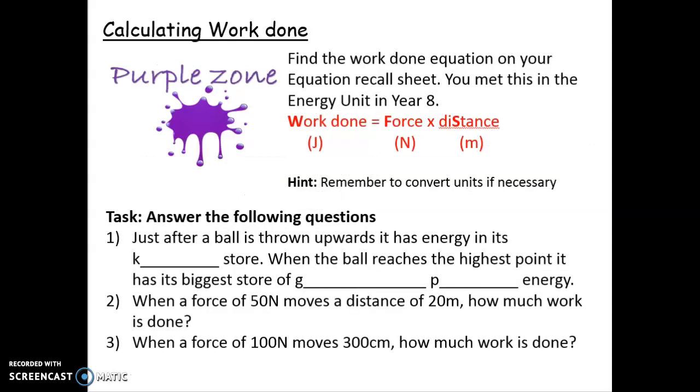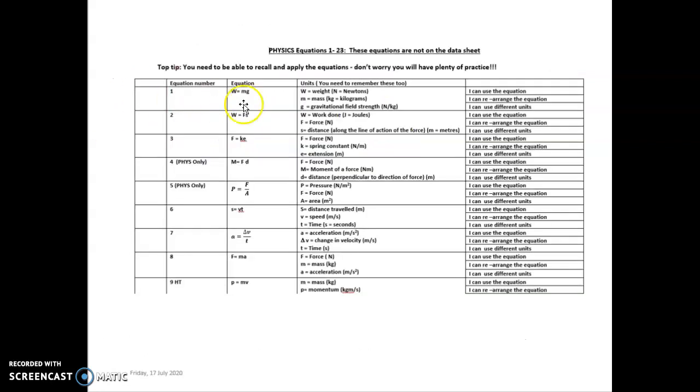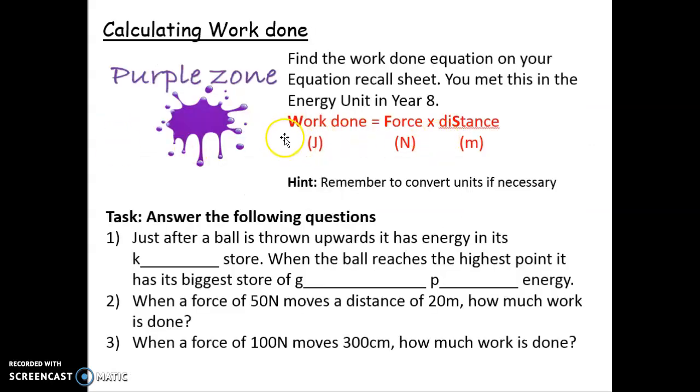Okay, so this is one of the equations that you need. And it's the work done equation. So if you find that equation recall sheet, they should have been supplied with this lesson. Have a look down, and this is equation number 2. So the shorthand way of writing it is W equals Fs, which means W equals F times S. And on here we've got work done, that's the W, equals force times the distance.